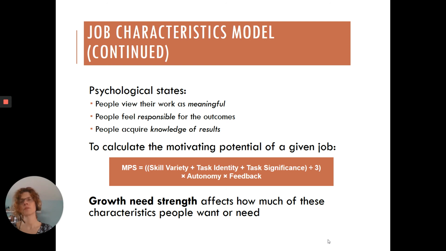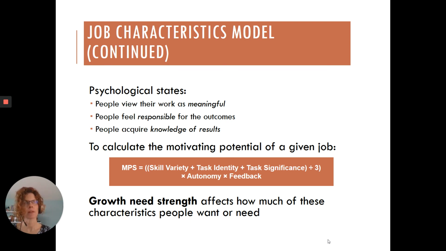So let's say I was evaluating my job as an SNC professor. I would do 9 plus 9 plus 9 divided by 3. That's equal to 9, times 9, which is 81, times 9, which is a big number. That tells you my job has a very high motivating potential score.